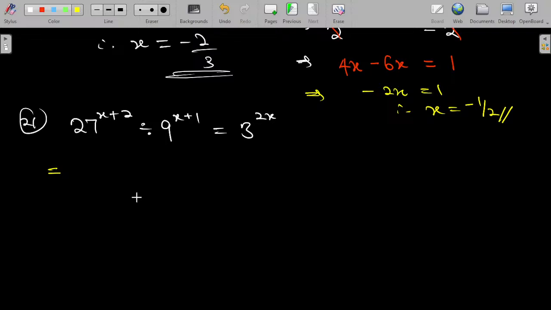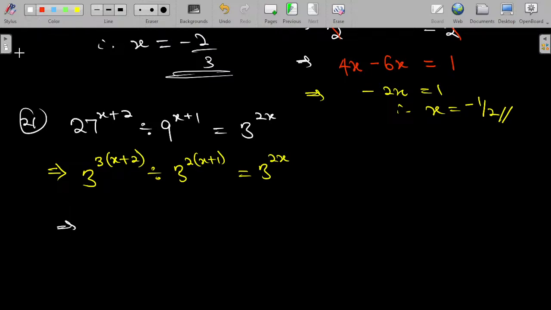We will try to put everything across in the same base, and 3 is the most possible base that all of them can take. So I can write 27 as 3 to the power of 3, multiplying x plus 2, divided by 9, which I can write as 3 to the power of 2, multiplying x plus 1, and this is equal to 3 to the power of 2x.